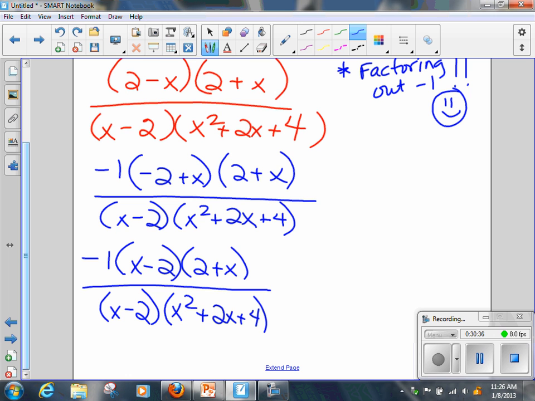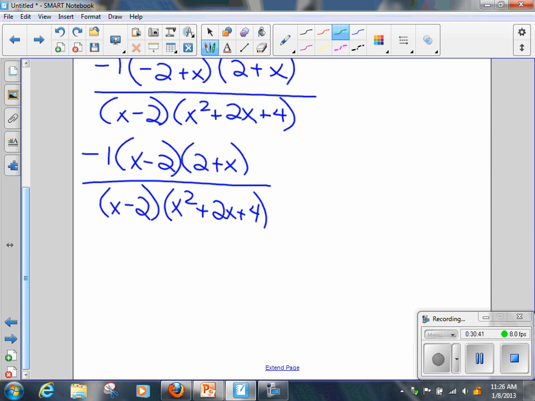Now what? Anything going on here? I can cancel out my x minus 2's, can I? What am I going to do with that negative 1 that's just sitting out there? Just leave it there. Bring it down. It's part of our answer. Is it okay to write 2 plus x? Yes, it's okay. Would it also be okay for me to rewrite 2 plus x as x plus 2? Yeah. Why? Commutative property of addition.